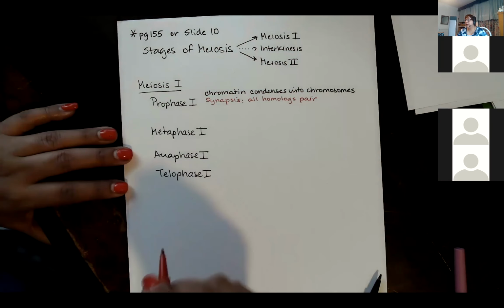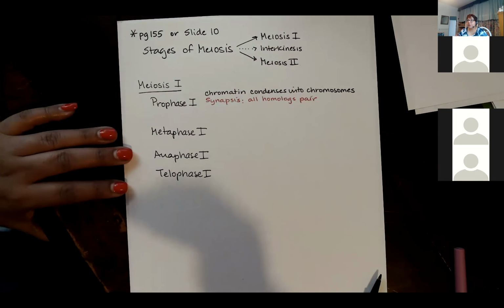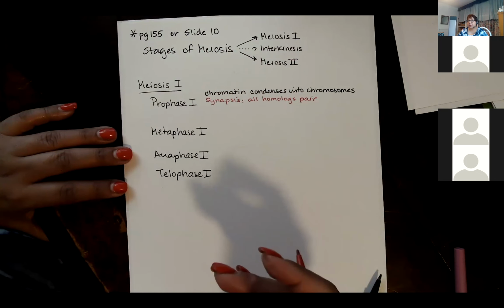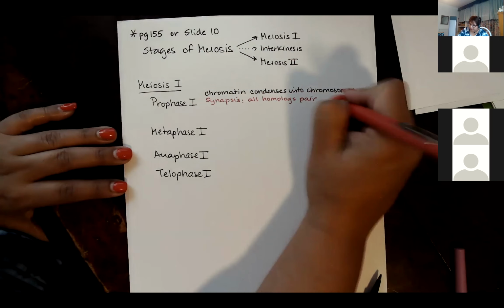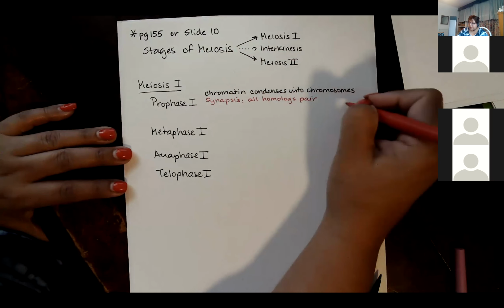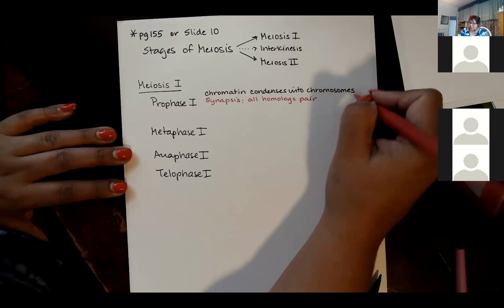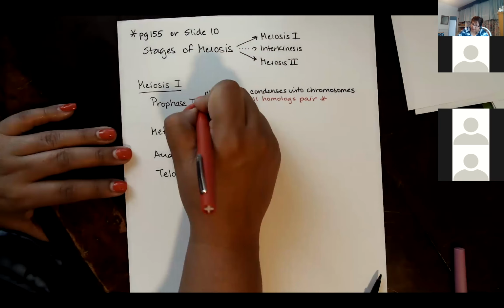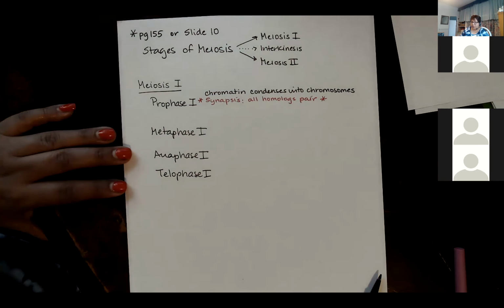So in other words, chromosome number 1 finds its partner. Chromosome number 2 finds its partner. So even though the chromosomes are condensing, this is a unique event that you only see happen during prophase 1. It doesn't happen during mitosis. It happens only in meiosis, and it happens only in prophase 1.